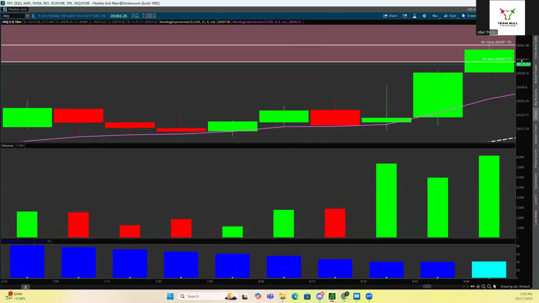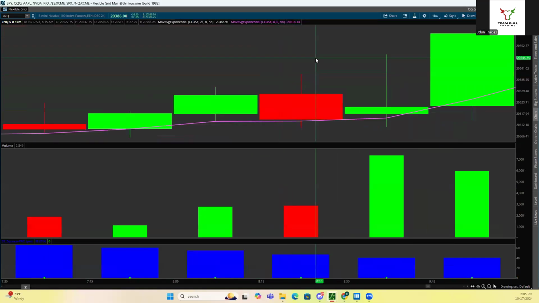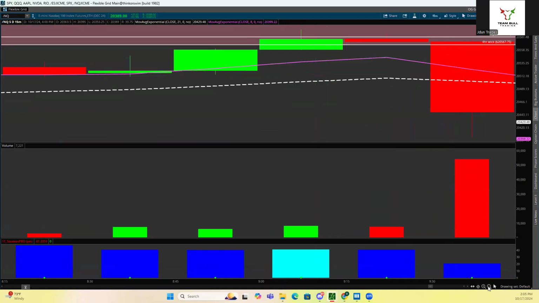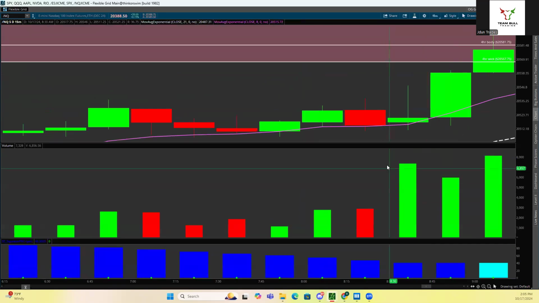You guys see it now? Wish I could get rid of that damn candle right there. Hold on. There we go. Y'all see it? Would you short this candle? Yes or no?